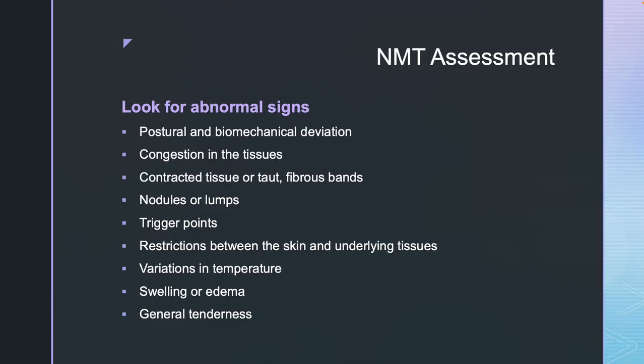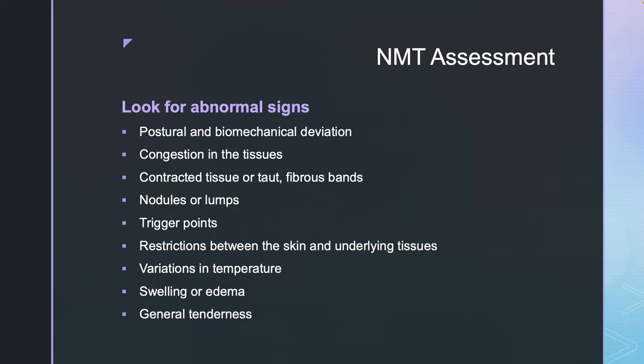All right, neuromuscular therapy assessment. So when we're doing neuromuscular therapy, we're looking for abnormal signs within the body. The biggest one would be your postural or your biomechanical deviation. So things that aren't symmetrical anymore. Also, nobody is perfectly symmetrical. Everybody always has a little bit of a difference because we have dominant sides or injuries or postural issues.